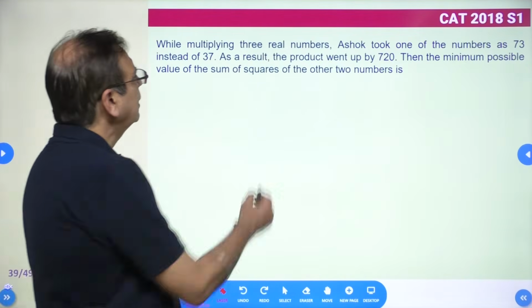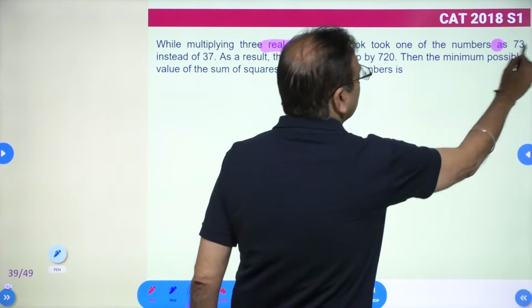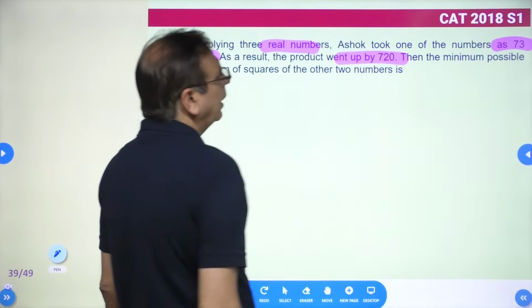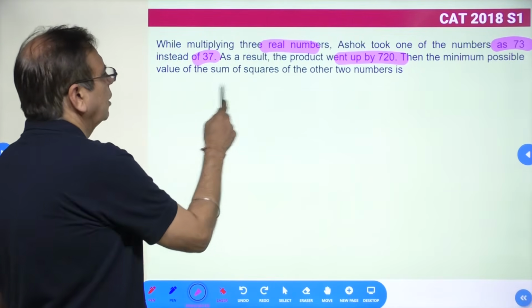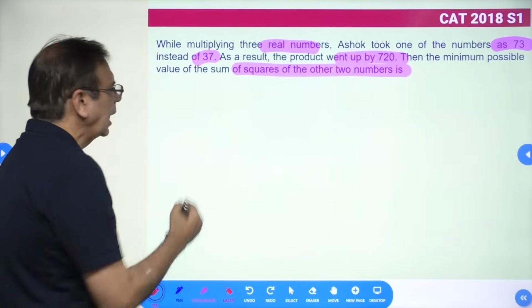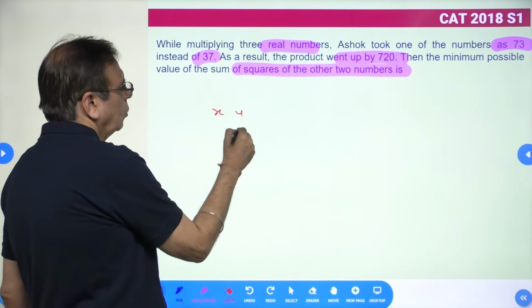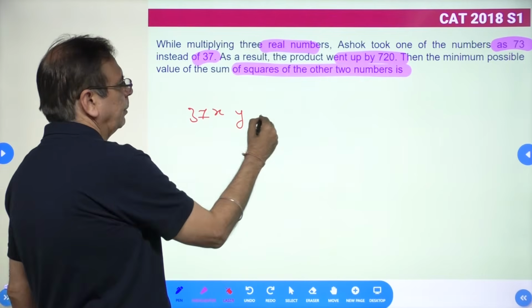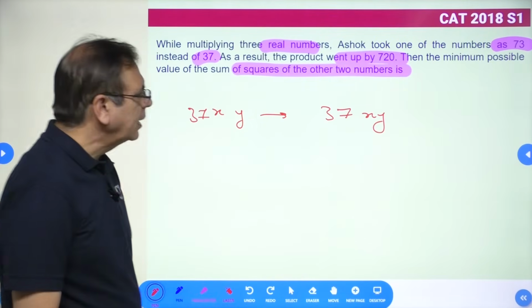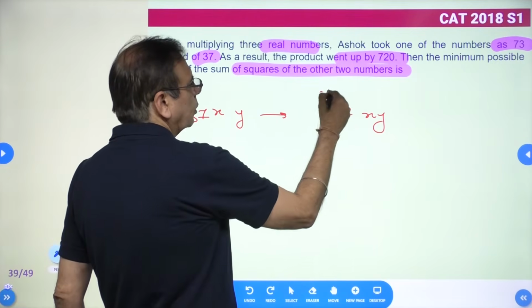While multiplying 3 real numbers, Ashok took one of the numbers 73 instead of 37. As a result, the product went up by 720. Minimum possible value of the sum of squares of other two numbers. So, क्या numbers हैं? X, Y, 37. That means the product should have been 37 x into y. Ashok ने क्या किया? Instead of 37, he took 73.